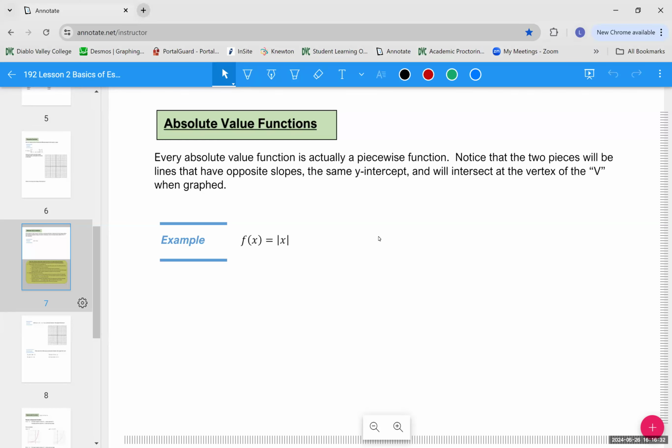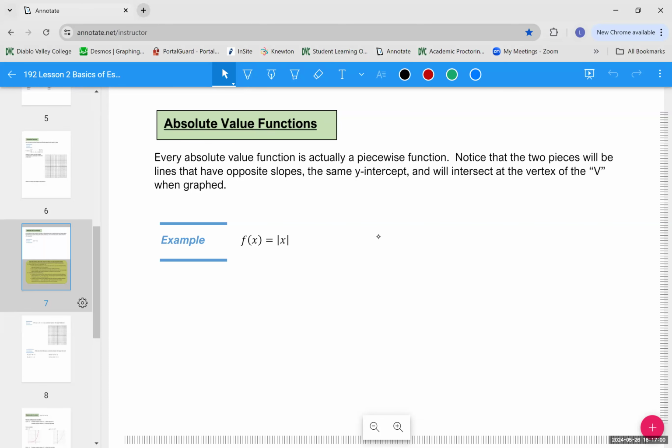All right, we're going to talk a little bit about absolute value functions. The reason we need to talk about this now is that we can't actually do calculus with absolute value functions in their absolute value form. We have to convert them to piecewise functions. So what we're going to talk about in this video is doing that. How do we write a function that's in absolute value form and rewrite it as a piecewise function?